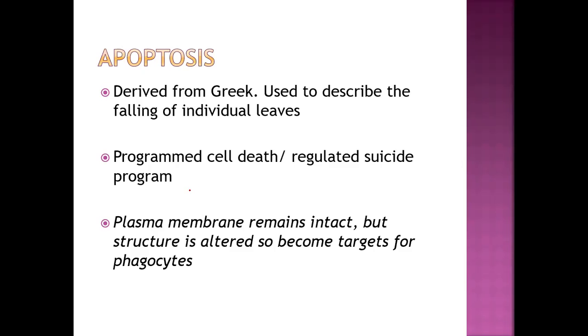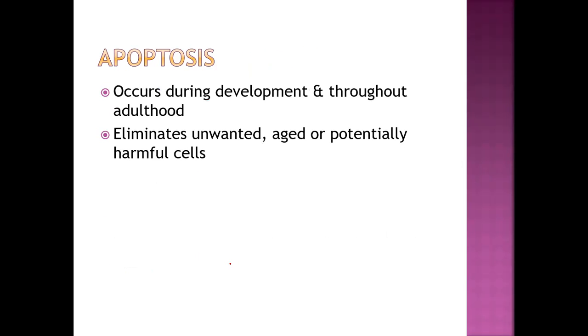Now, after talking about necrosis, we will be talking about apoptosis. In apoptosis, we will be speaking a bit faster. It is derived from the Greek word used to describe the falling of individual leaves, so the literal meaning of apoptosis is falling off. It is also called programmed cell death or regulated cell suicide program. In this, the plasma membrane remains intact, but the structure is altered, so it becomes a target for phagocytes. This means there is no inflammation in this. It occurs during development and throughout adulthood.